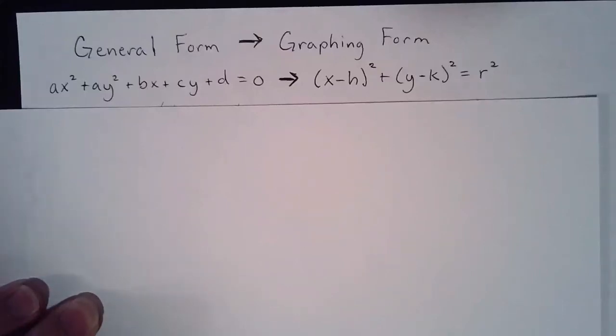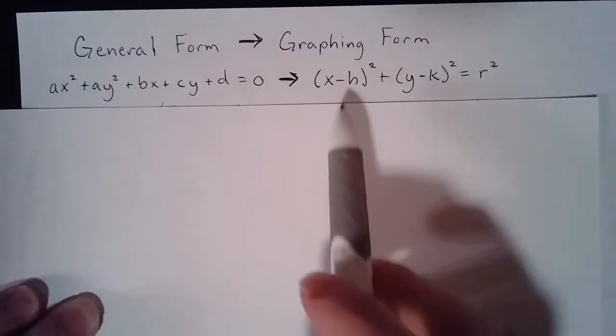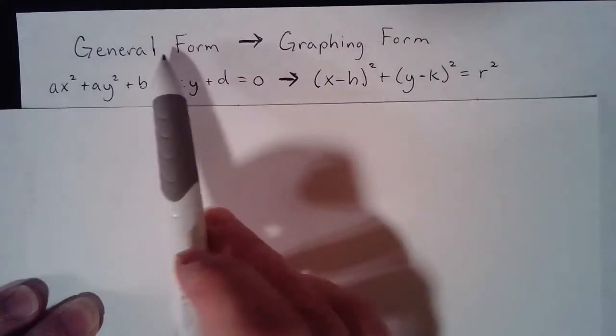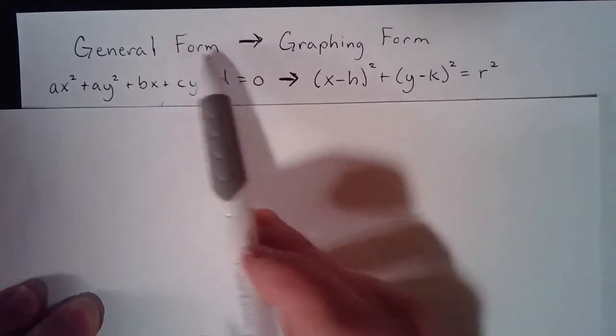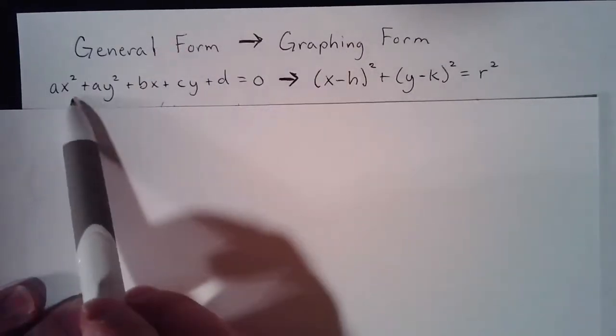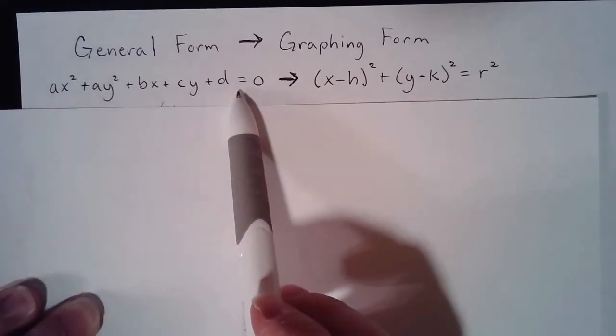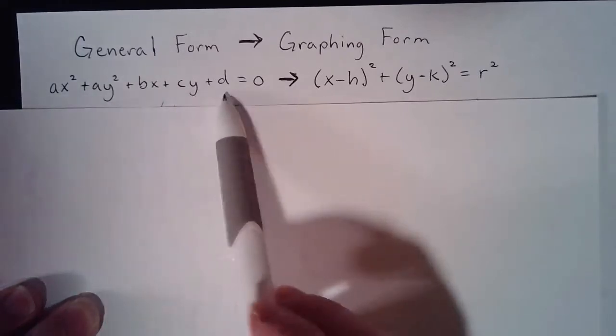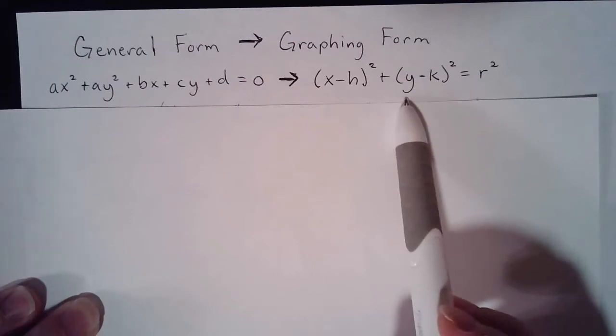Alright, so before we just got done talking about going from graphing form to general form. Now we're going to go from general form to graphing form. So it's going to be given to you in this expanded form, and then we're going to rewrite it so it's in graphing form.